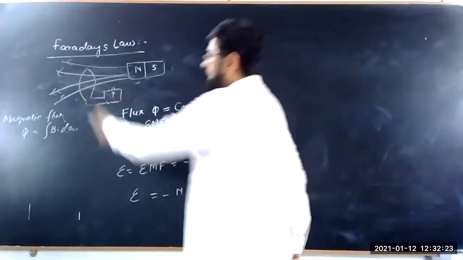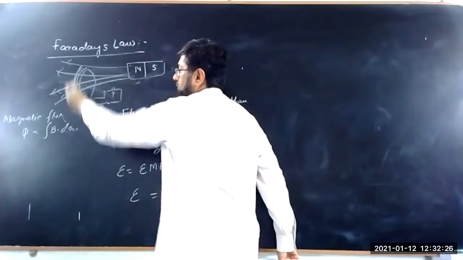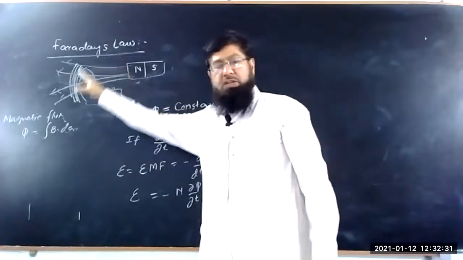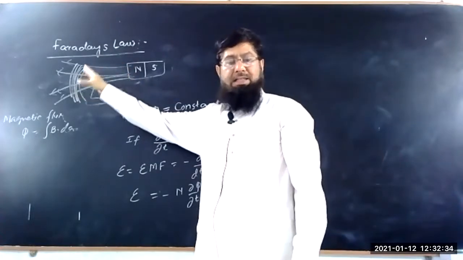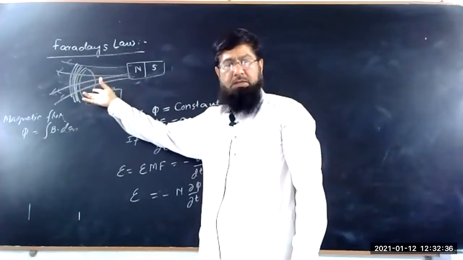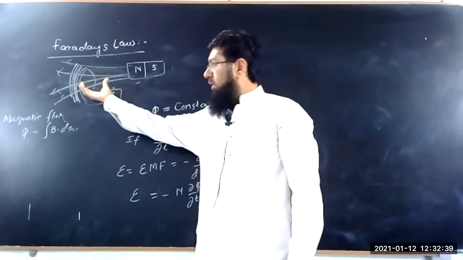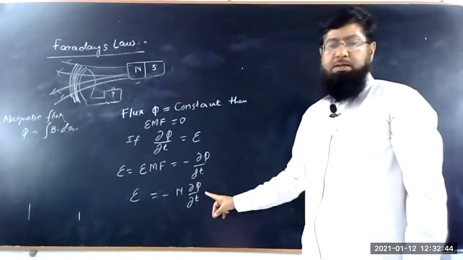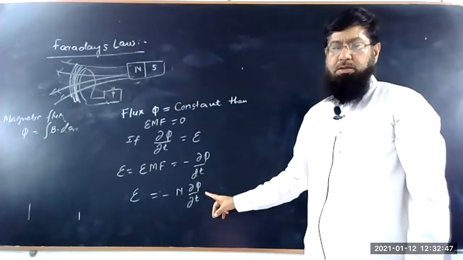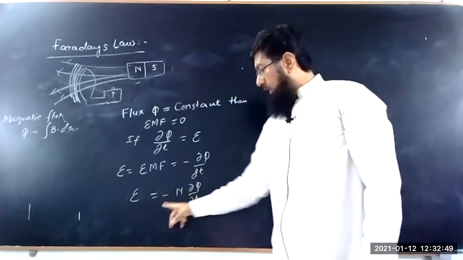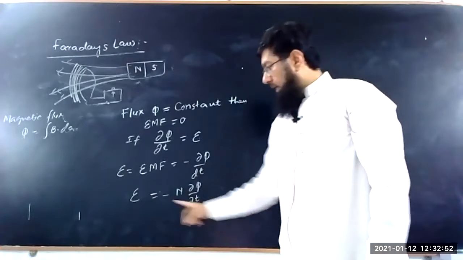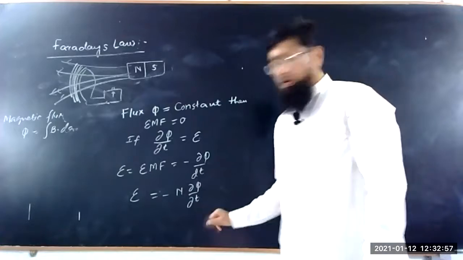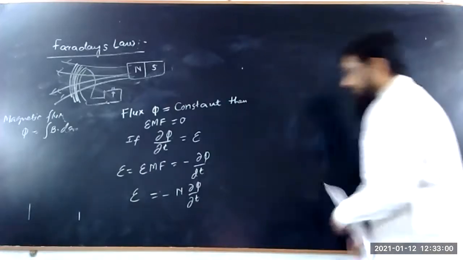If we have so many turns like that, this is the second coil, third, fourth, fifth, sixth, and so many turns, then the flux will pass through each turn. As a result, the EMF will be produced in each turn. Therefore, the EMF will be equal to N multiplied by the rate of change of magnetic flux passing through it. So the EMF is equal to minus N d phi over dt.